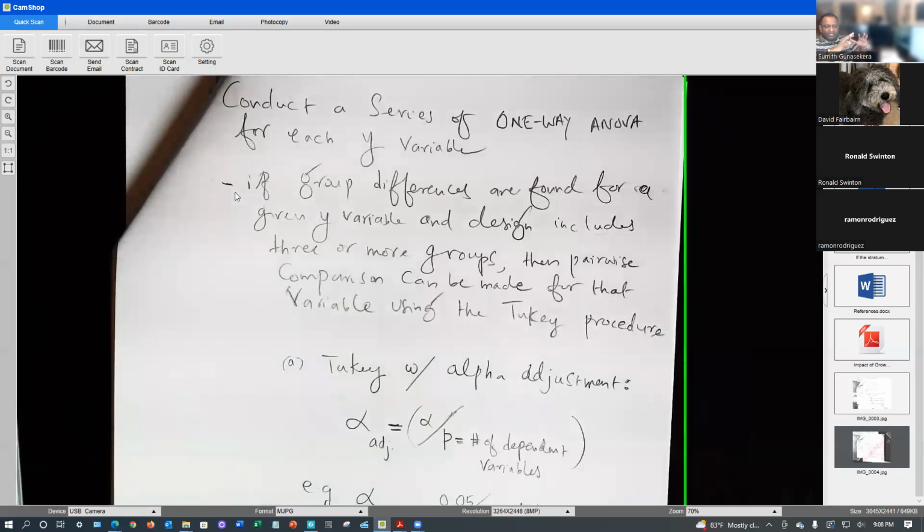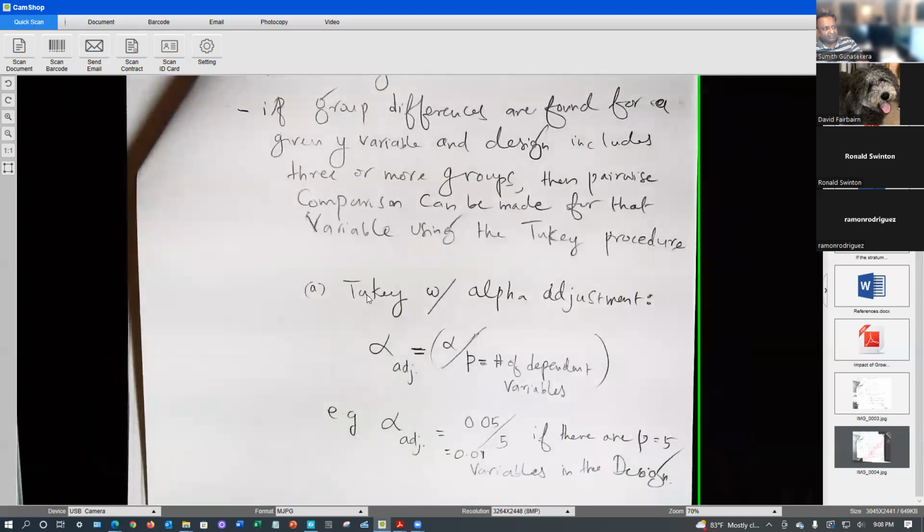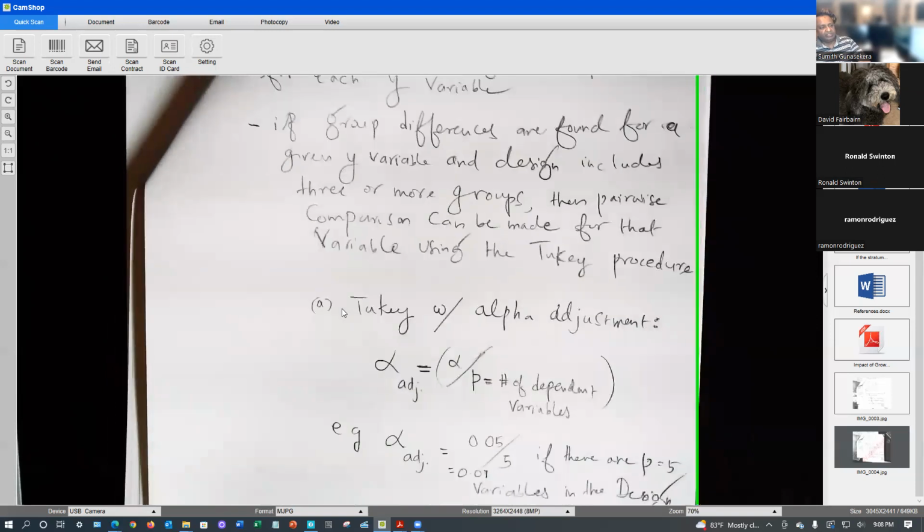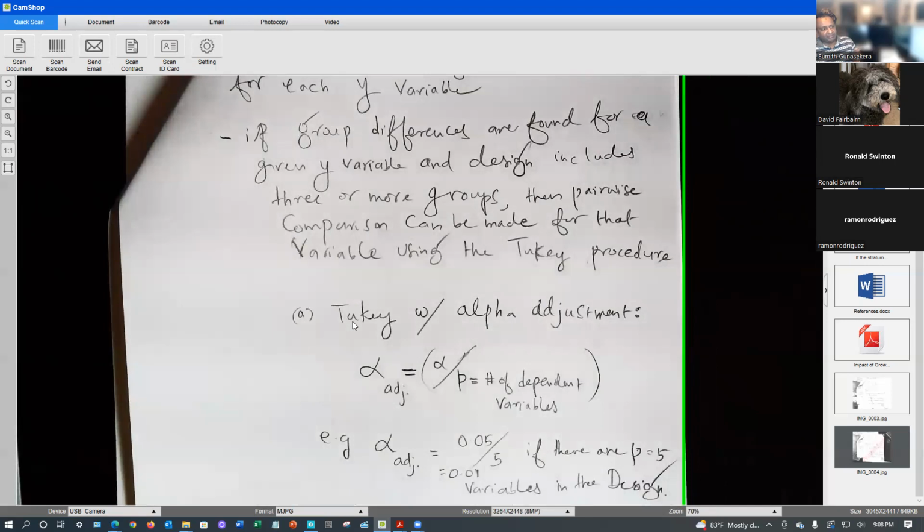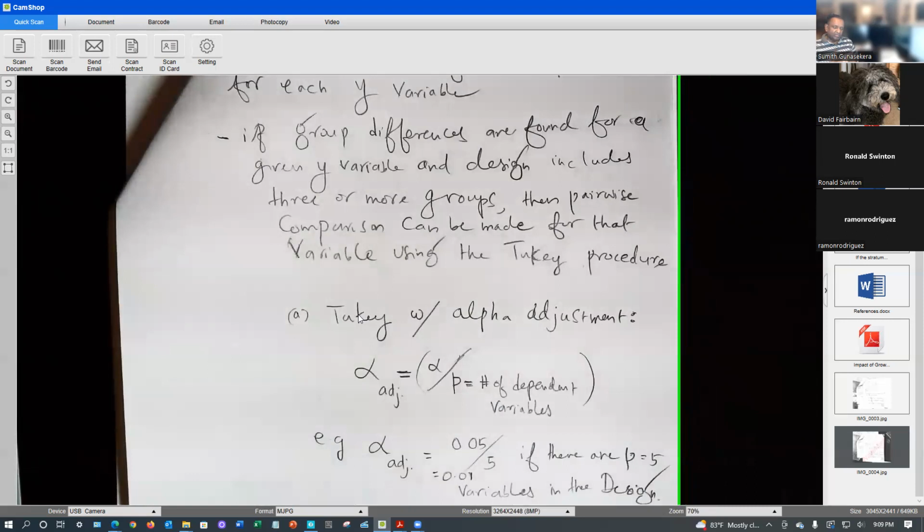In the very beginning, we did the overall test for both variables at the same time. But if the univariate one-way ANOVA is significant, then you're going to go ahead and do multiple comparisons. You can do that in two ways. Multiple comparison means you're going to compare two groups at a time. If you have more than two groups, you can compare two at a time using the Tukey adjusted with the alpha adjusted.